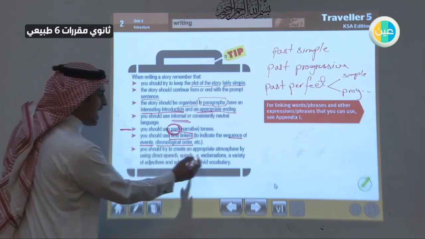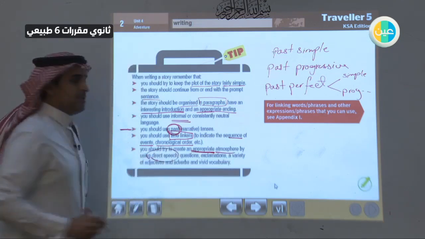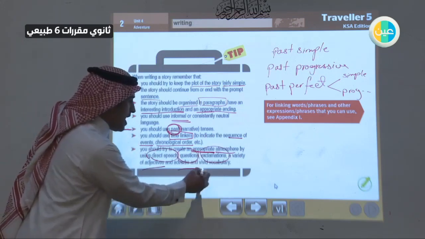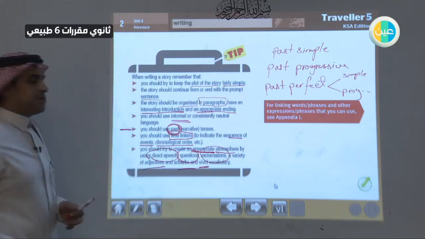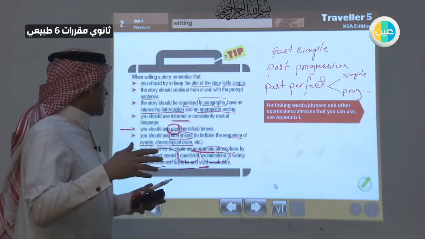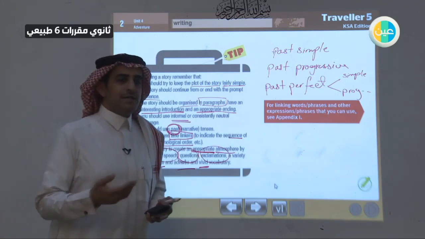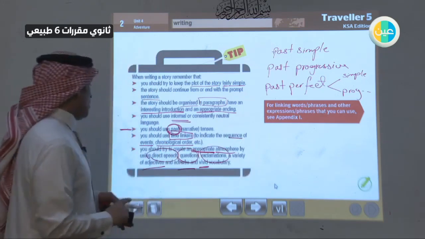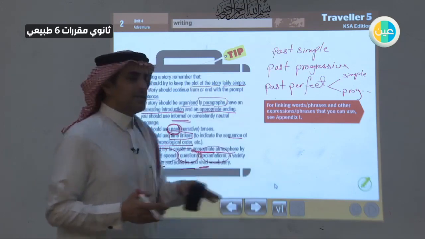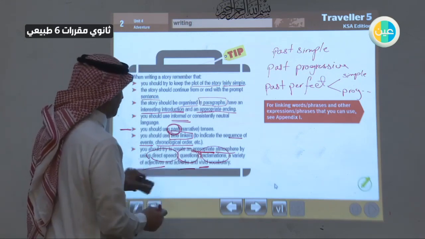Also, you should try to create a suitable atmosphere, as I told you before, by using direct speech, questions, exclamations, a variety of adjectives and adverbs, and vivid vocabulary. Here, direct speech, like what? Use direct and indirect speech. We can use indirect speech, as in I told him, he said, he told me. Also questions. Also exclamation, as in the last story, where he used an exclamation when he said shark.